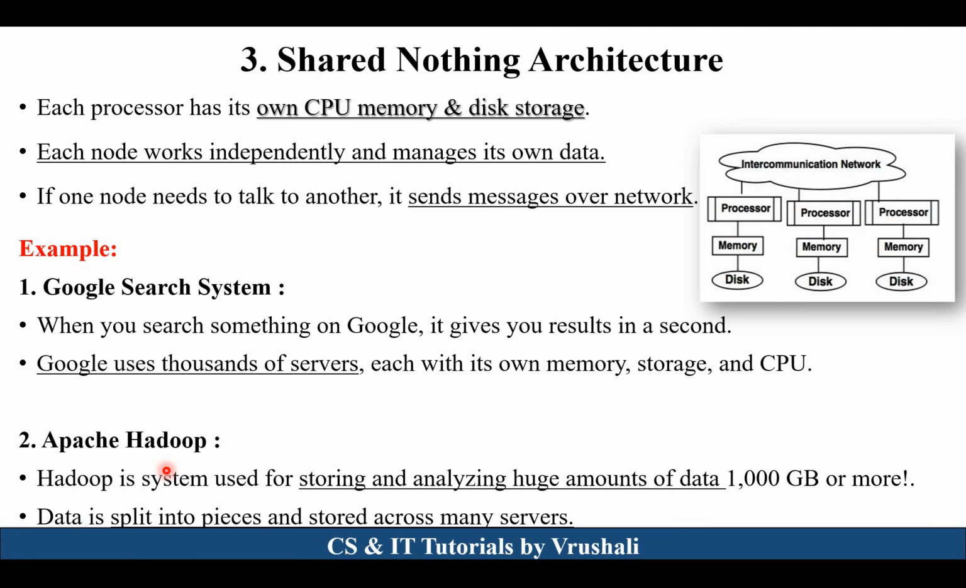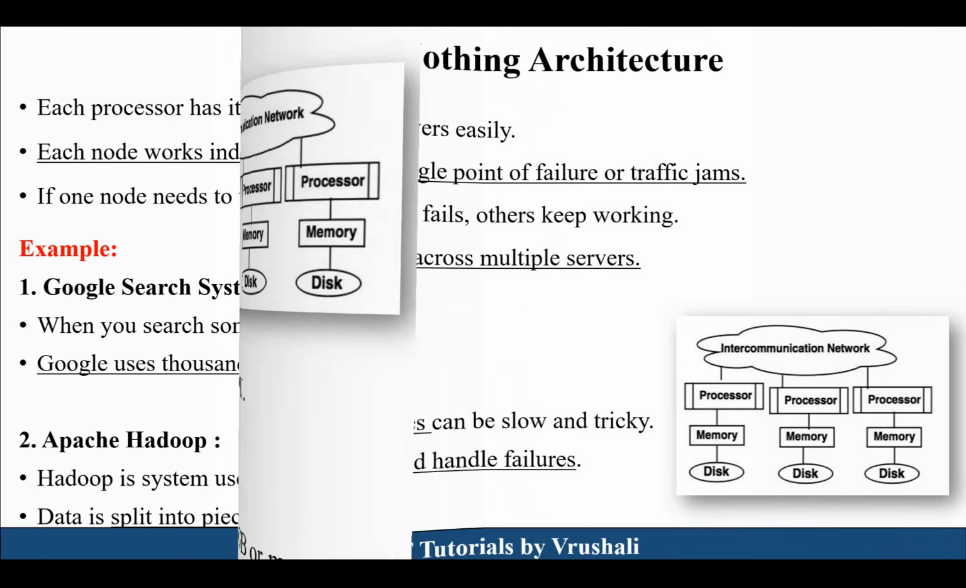Another example is Apache Hadoop. Hadoop is a kind of system that analyzes a huge amount of data, almost 1000 GB or more. To analyze this huge amount of data, divide it as per the features and store it. For all this processing, they use shared nothing architecture. Multiple servers are there and all these servers and processors work together in parallel, right?